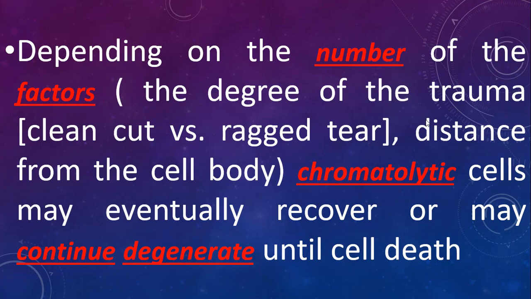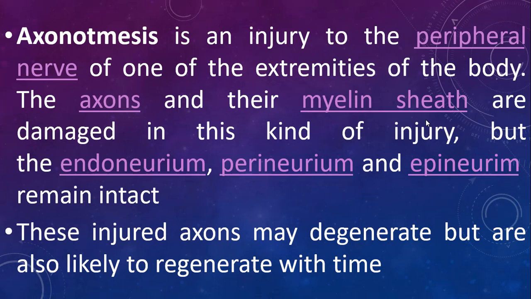Depending on a number of factors, the degree of the trauma, clean cut versus ragged tear, distance from the cell body, chromatolytic cells may eventually recover or may continue to degenerate until cell death. Axonotmesis is an injury to a peripheral nerve of one of the extremities of the body. The axon and their myelin sheaths are damaged in this kind of injury, but the endoneurium, perineurium, and epineurium remain intact.